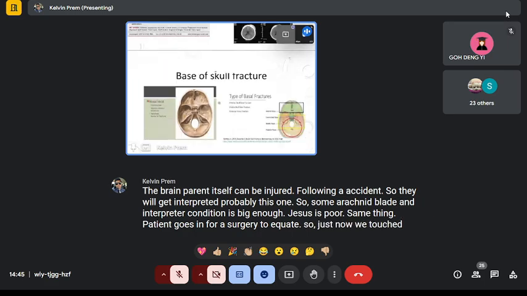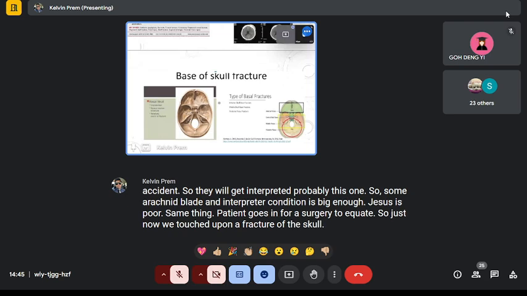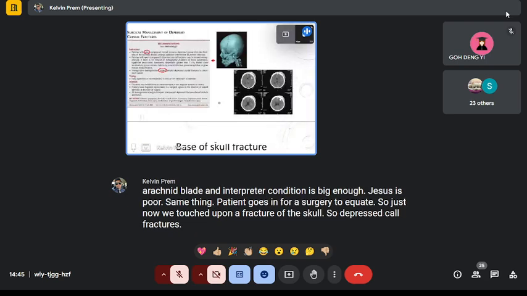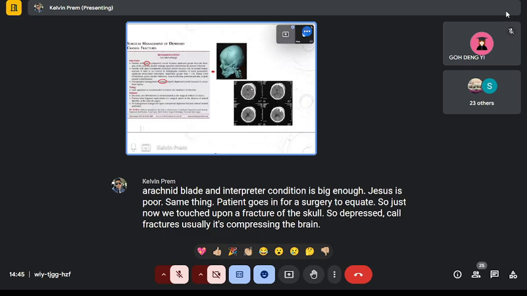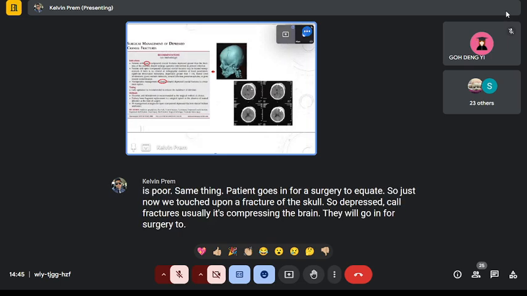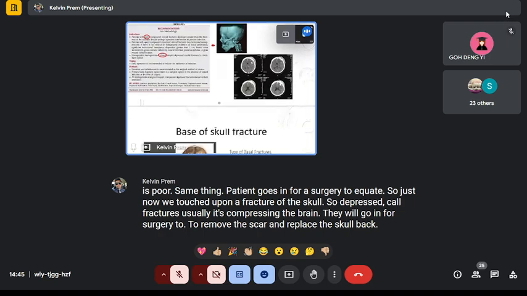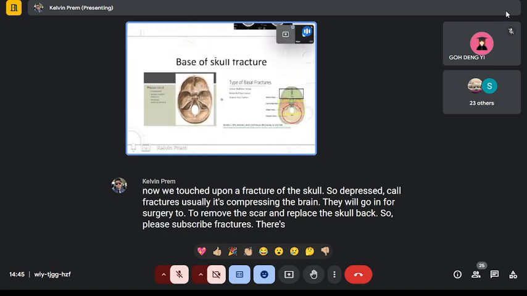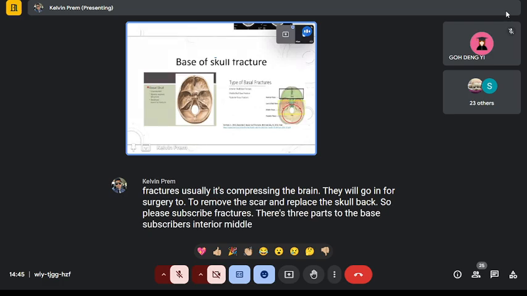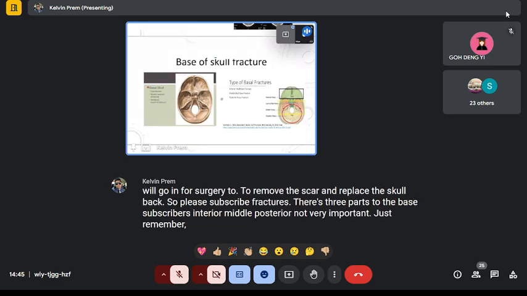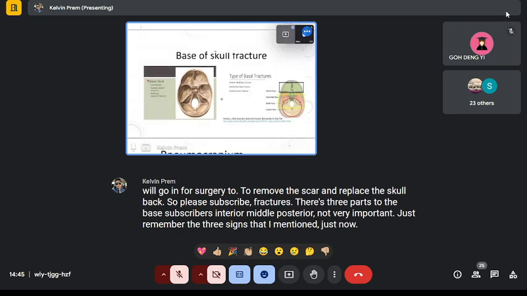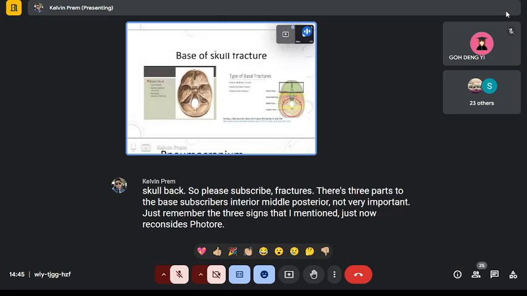So just now we touched upon fracture of the skull. Depressed skull fractures, usually if it's compressing the brain, they will go in for surgery to remove the skull and replace the skull back. Base of skull fractures, there are three parts to the base of skull: anterior, middle, or posterior. Not very important. Just remember the three signs that I mentioned just now: raccoon's eyes, otorrhea, rhinorrhea, and also Battle sign.